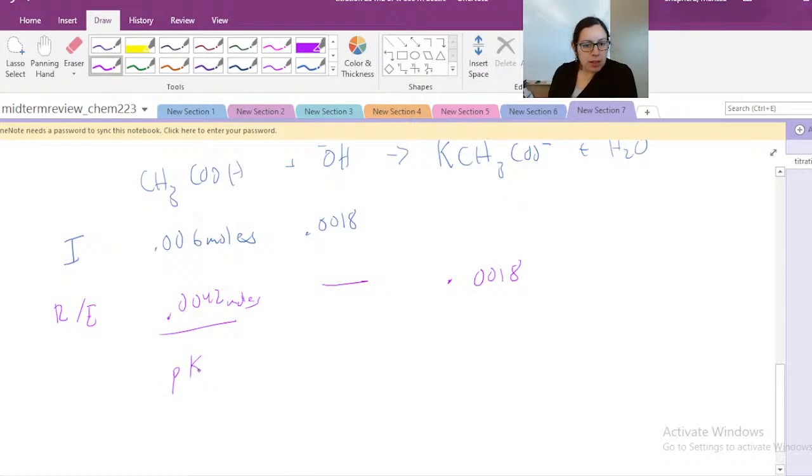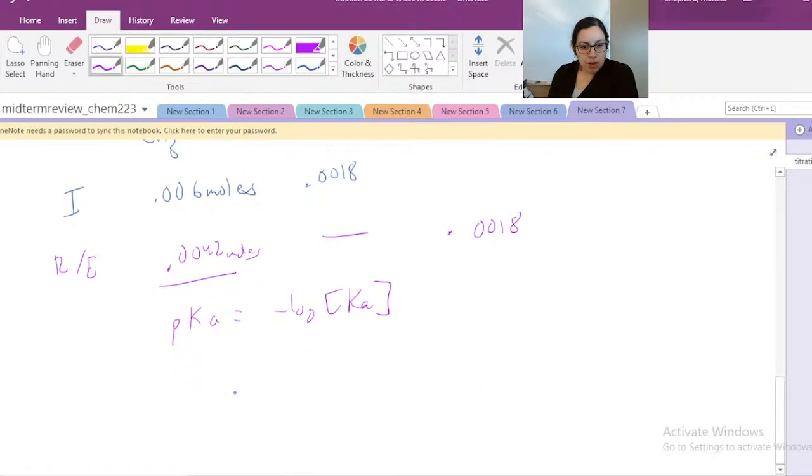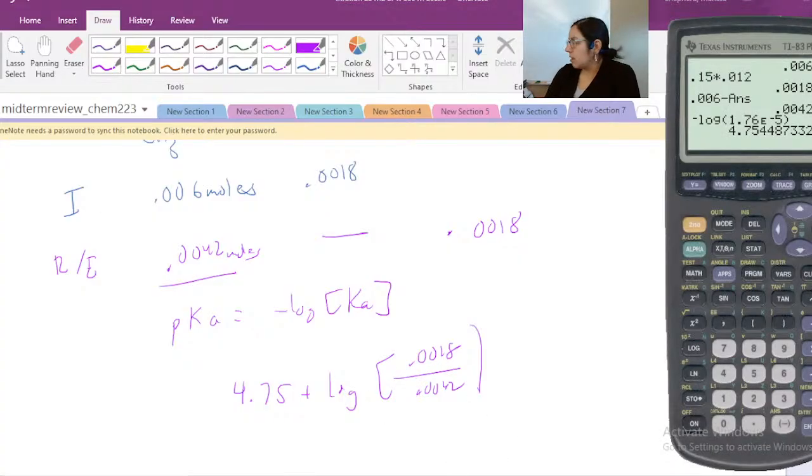And so the pKa is just the negative log of our Ka. So now I have roughly 4.75 plus my log of base over acid, so 0.0018 over 0.0042 moles. Again, volume cancels, so we don't need to make a molarity adjustment.